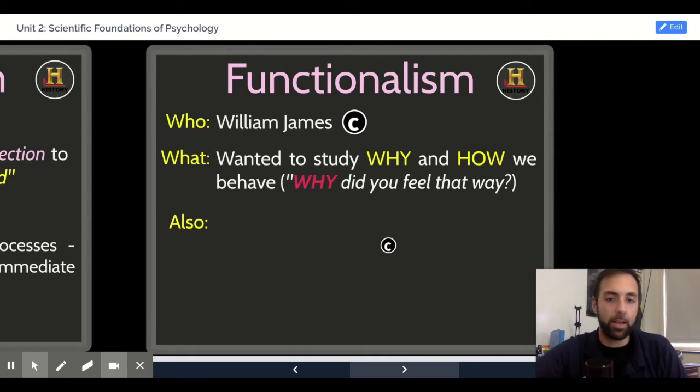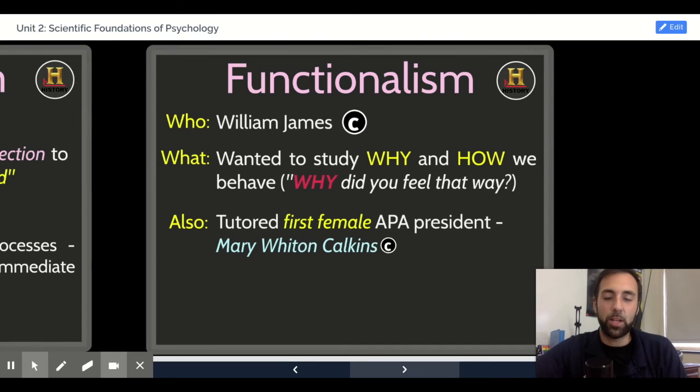So instead of saying, what happens when you smell this rose, James might question, well, why is it that we react a certain way when we hear something or see something? He began to question the functions of our behavior, which is important because, as I alluded to a moment ago, that type of question would inspire future psychologists to approach the field of psych from a variety of different perspectives.